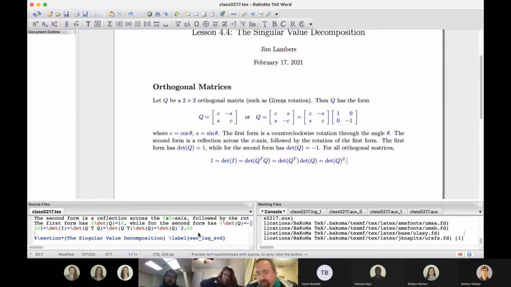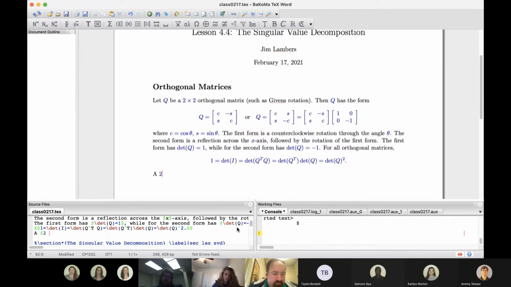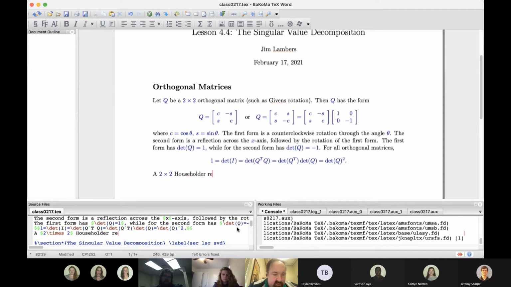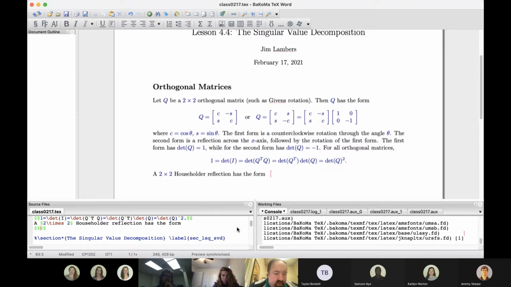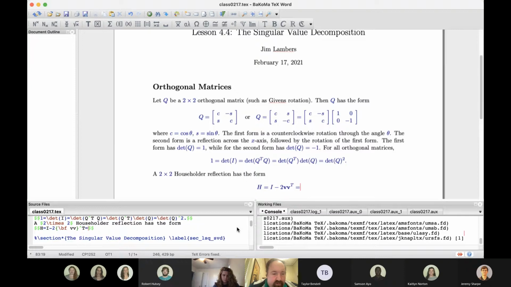We were dealing with only these for Givens rotations, but I want to make clear that we have both possibilities. And the fact is, this covers Householder, because remember, a Householder matrix is a Householder reflection. So just for fun, I'm going to form a matrix that has this form. I'll call it H, which is the identity minus 2 v v transpose.